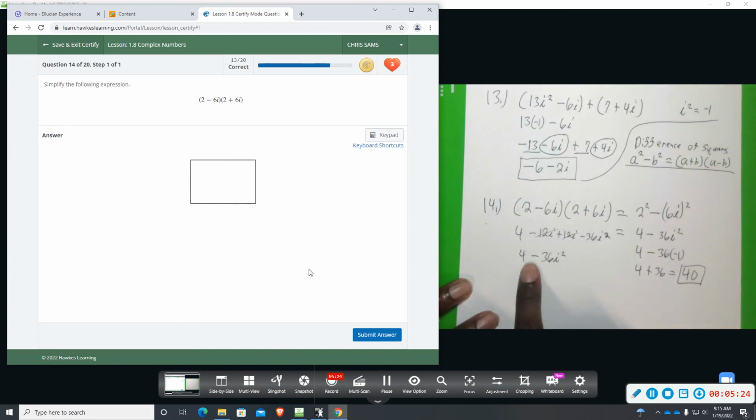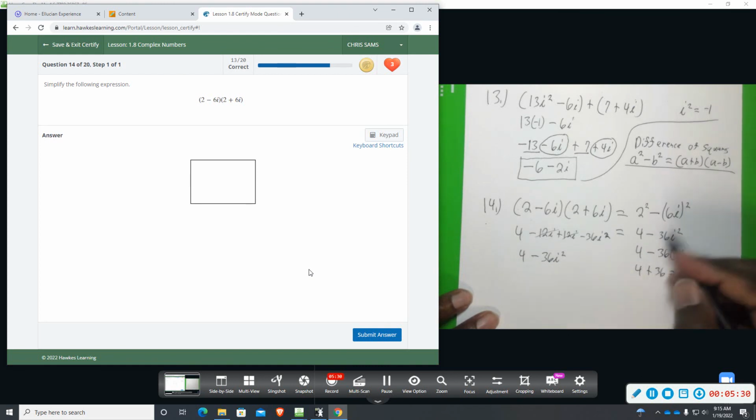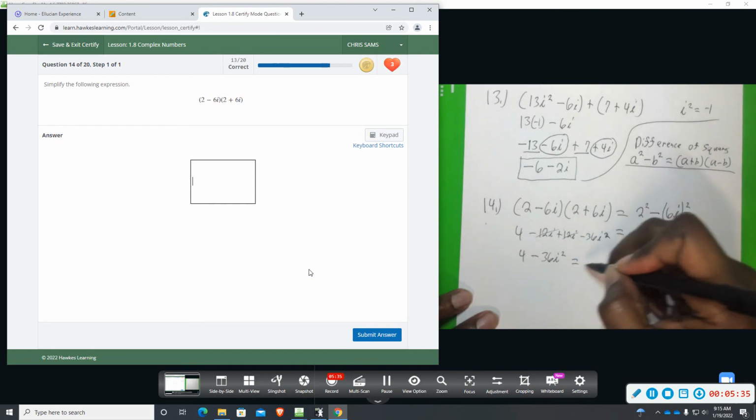So after we do that, we're now to this part. And then we're going to do the same thing. So I'll just let you see this part. From here, it's going to be the same all the way down. So we're going to end up getting 40.